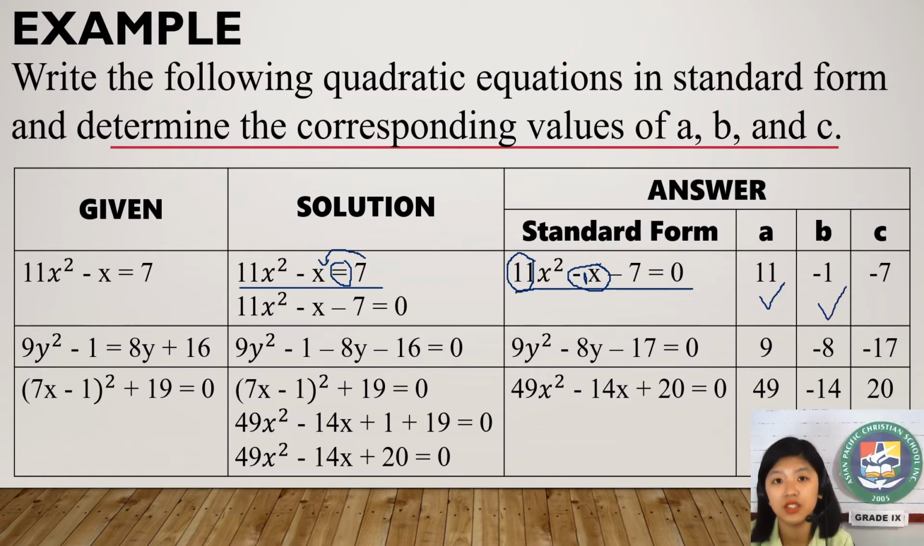Next one, we have the value of c. Bakit negative 7? Kasi yung third term natin, which is dun sa standard form, ay positive c.